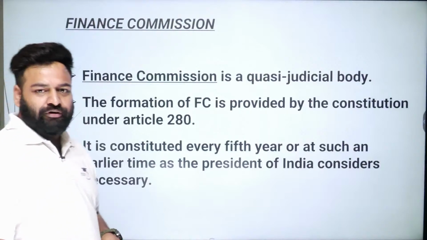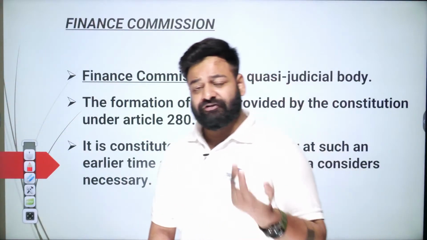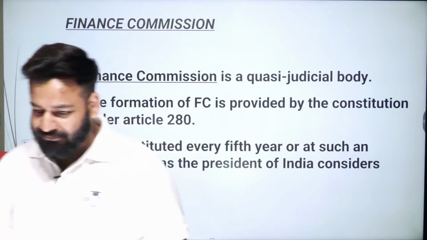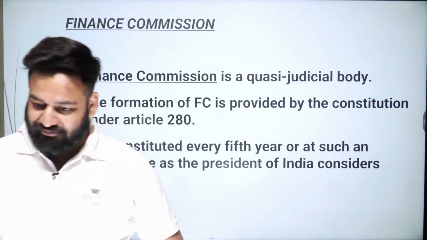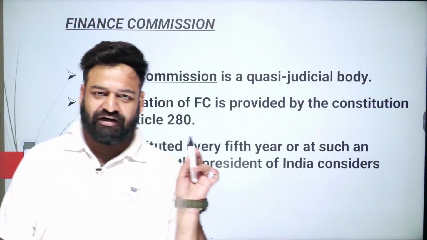So for example, for the Attorney General, it will be the president; for the Advocate General, it will be the governor. That's it. Article 165. Got it, all of you? I think it is clear.